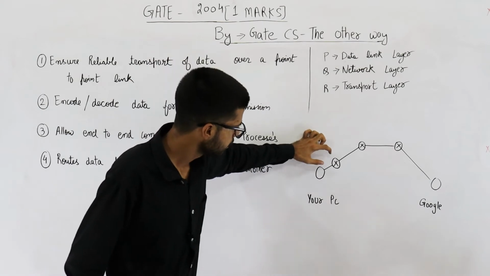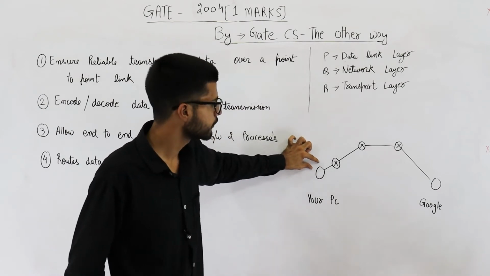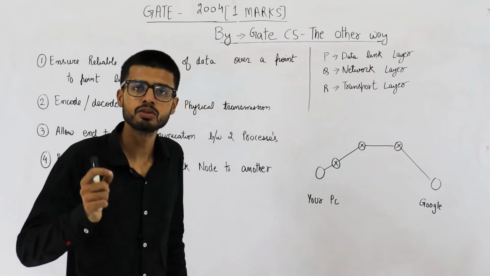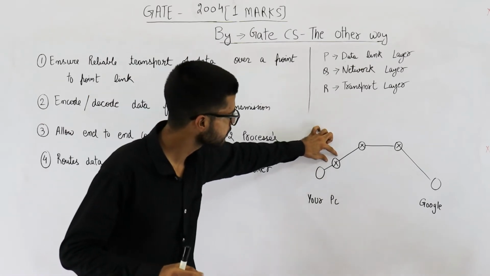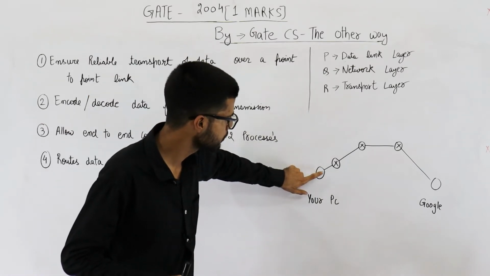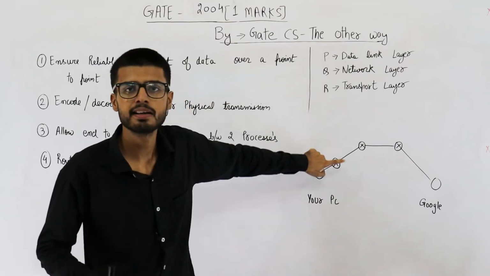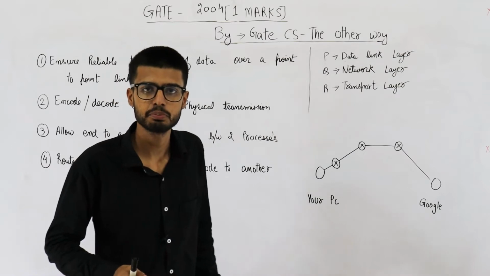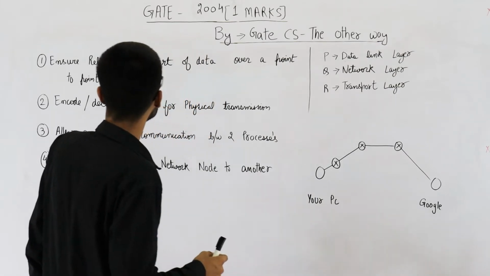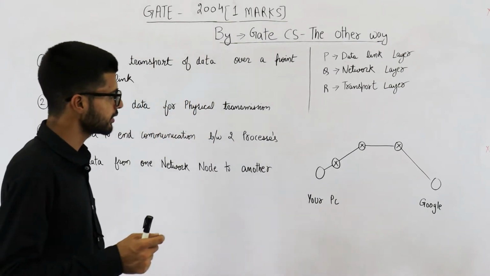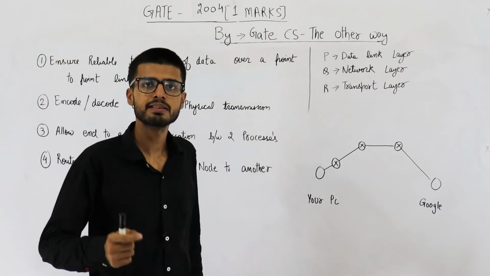That means the packet or the frame that is sent from your PC will have a source MAC address and a destination MAC address. Source MAC address will be MAC address of your laptop. Destination MAC address will be MAC address of this router. All of this stuff is managed by data link layer. So other responsibility of data link layer is error control.